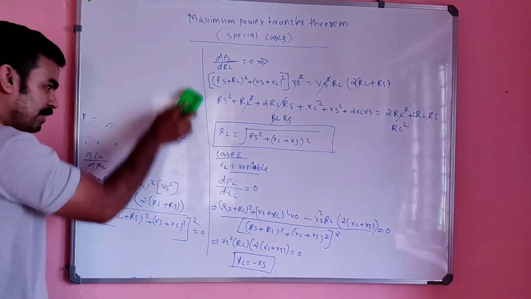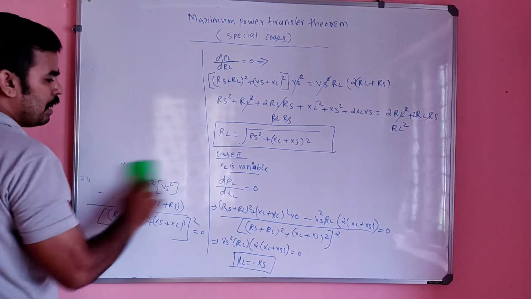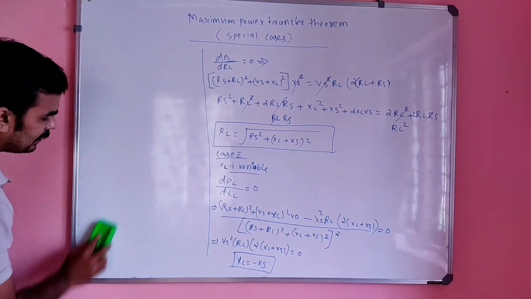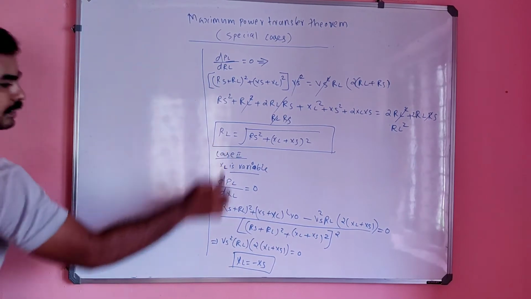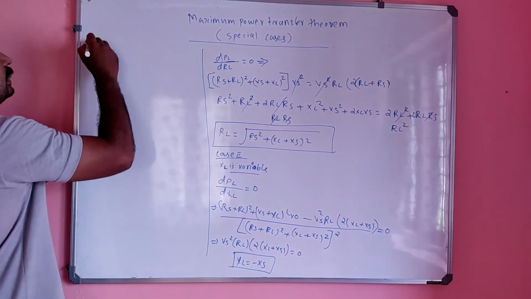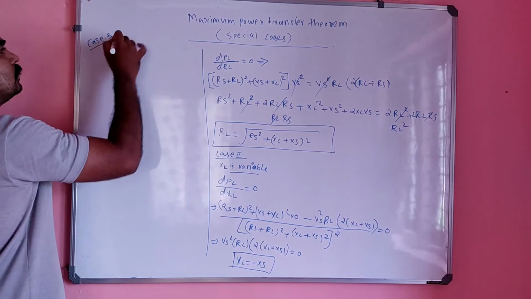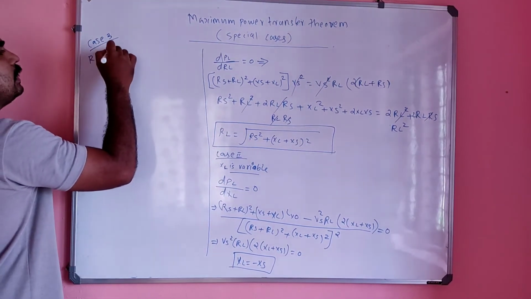I know it is difficult because it contains derivation, no? But you have to remember only the condition. This condition only you have to remember. So case 3, RL and XL vary.